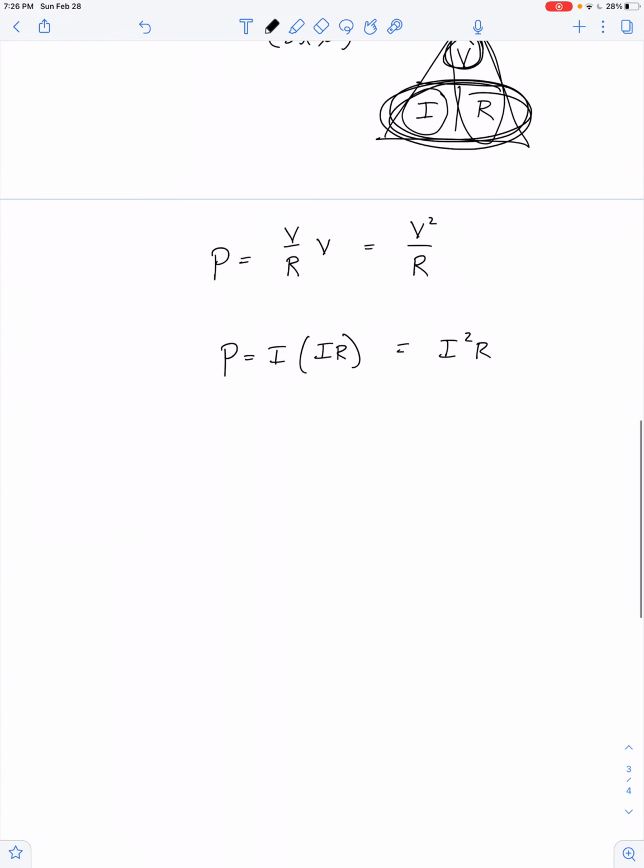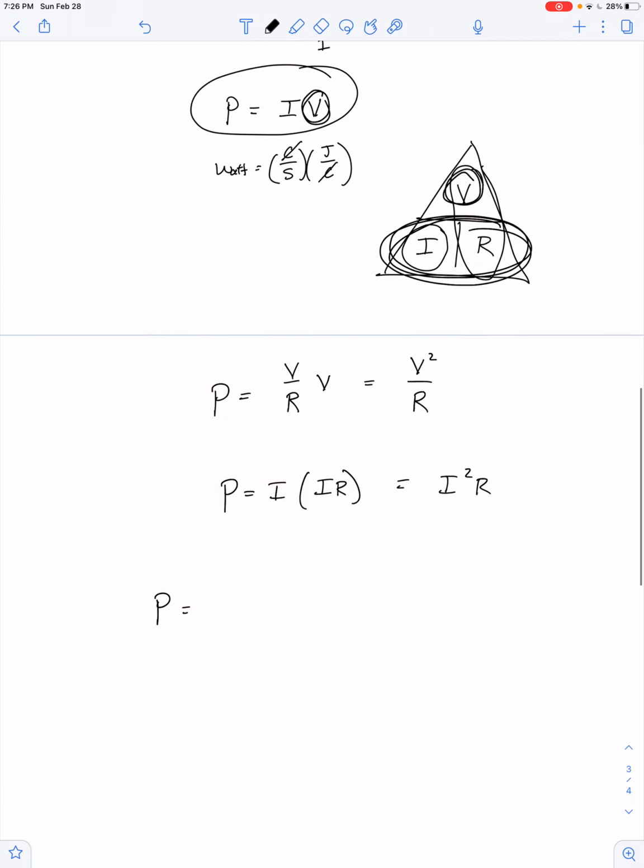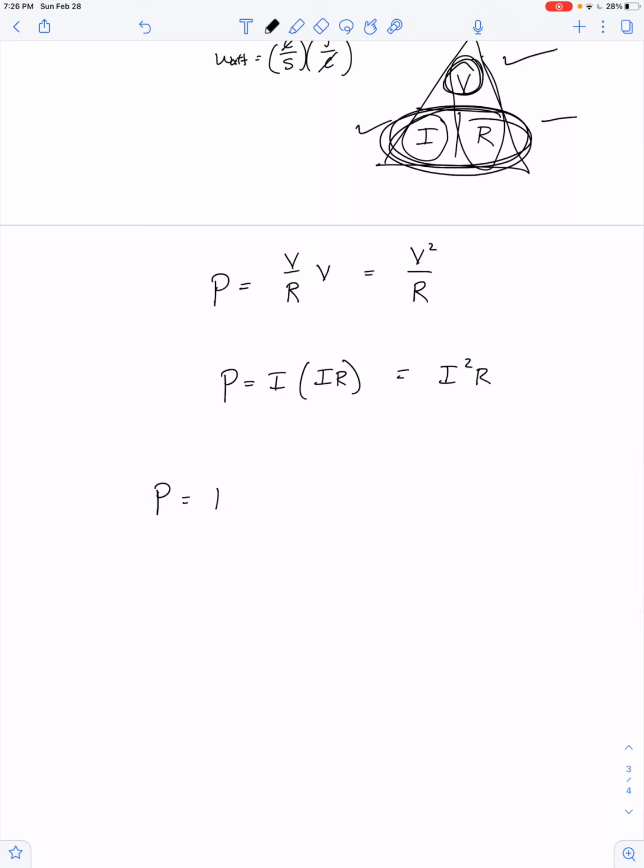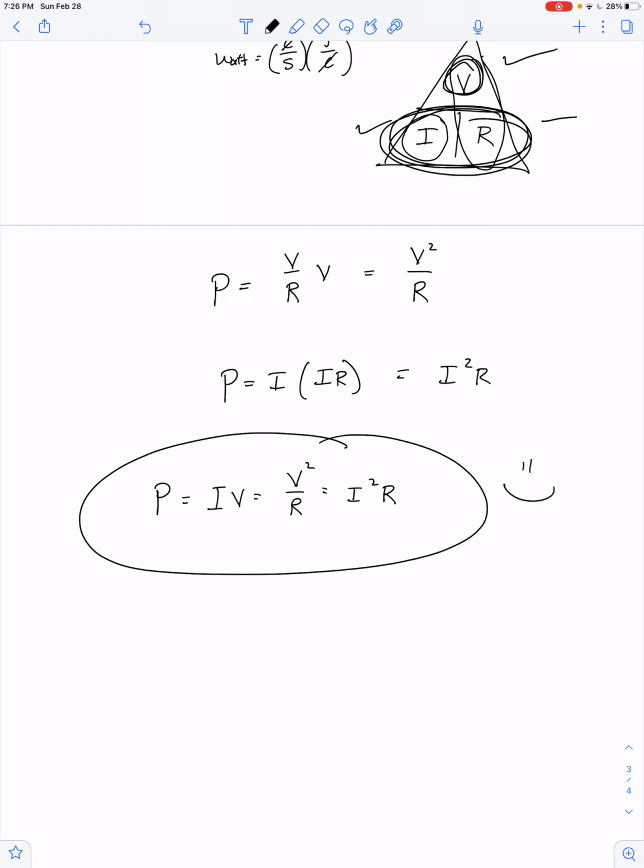So there are three equations that we could use to calculate power, just depending on which of the three quantities out of V, I, and R we happen to know. We either say P equals IV, P equals V squared over R, or P equals I squared times R. Keep that in mind.